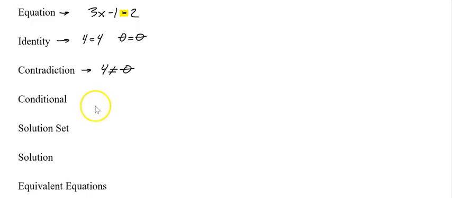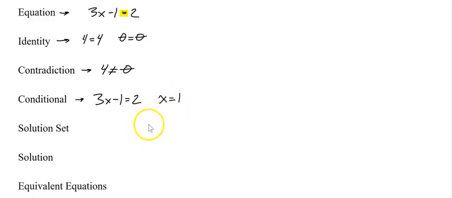Conditional is a statement that is only true for some values. Once again, using our example from up here, that would also be a conditional statement. Notice these words, statements. Notice this 3x minus 1 is equal to 2. Well, when we do the algebraic process, we can say this is only true when x is equal to 1. It would not be true for any other value of x.